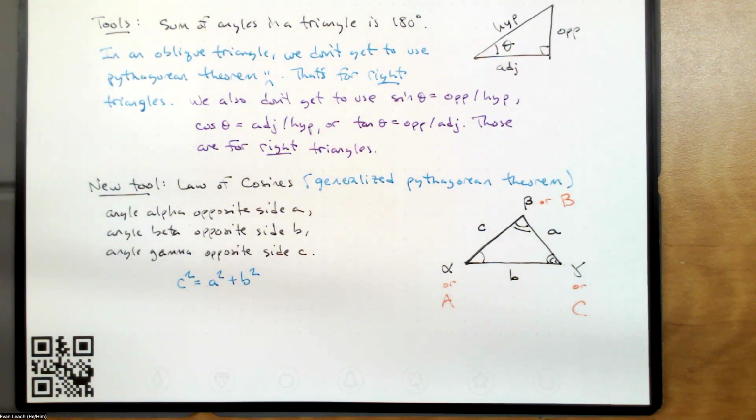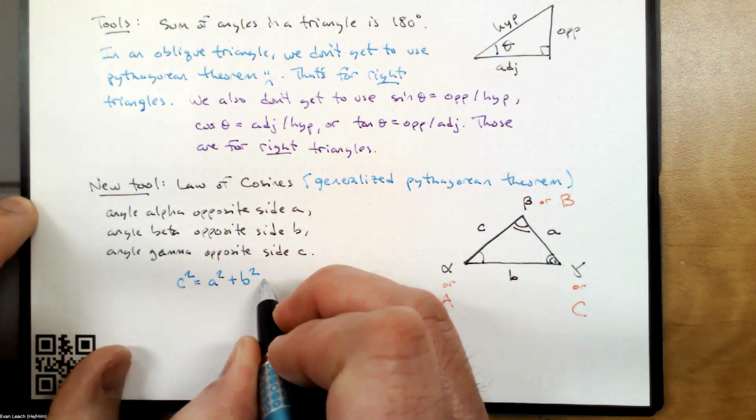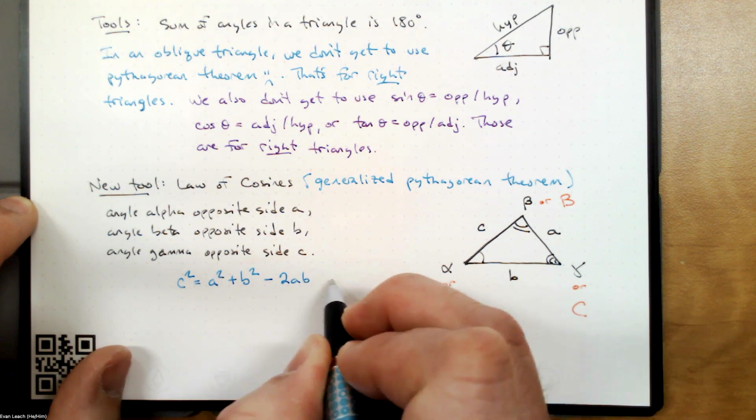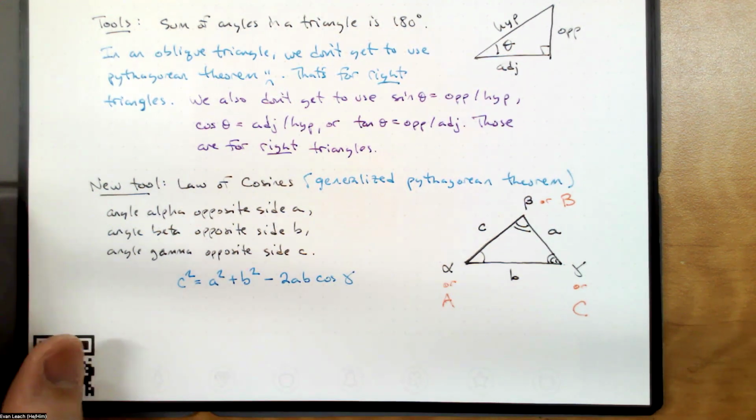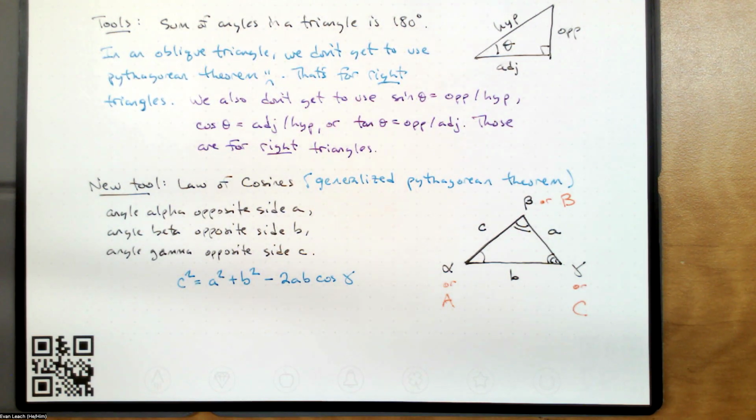Start off by writing the Pythagorean theorem. C squared equals A squared plus B squared. But wait, there's more. So it's like the Pythagorean theorem with this extra term, minus 2ab times a cosine. C squared is A squared plus B squared minus 2ab cosine gamma.